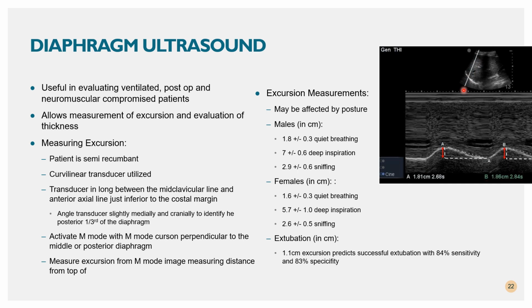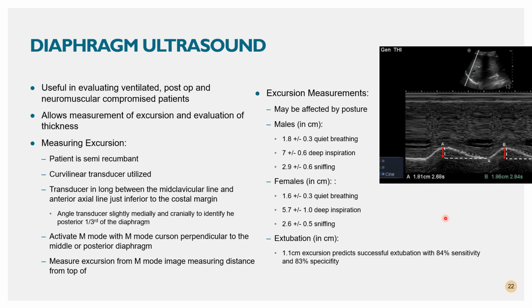Then you're going to turn your M mode on, and you're going to see something, hopefully, that looks like this. So this would be all liver tissue moving up and down, and then this echogenic line is going to represent the diaphragm. And as you watch that echogenic line move with the patient's breathing, you're going to be able to measure the distance that it's moving, or its excursion. Now, excursion measurements can be affected by posture, and they're going to have specific values that are good indicators.